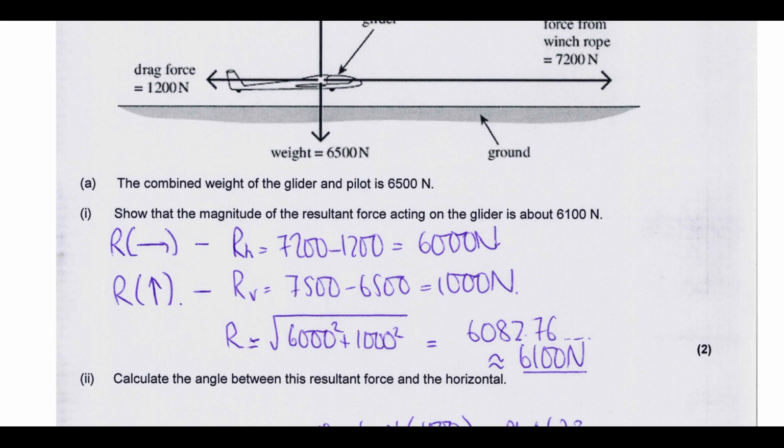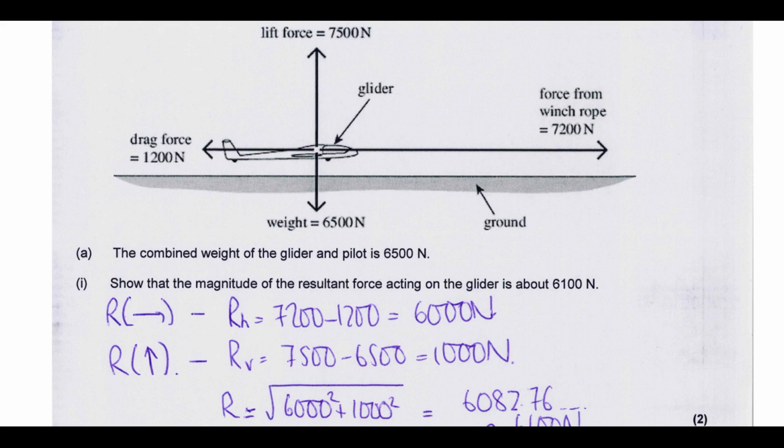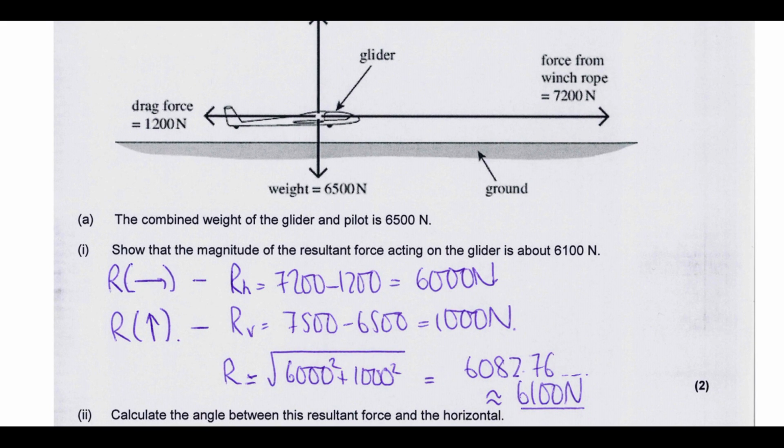So what we're going to do is we want to first show that the magnitude of the resultant force is about 6,100 newtons. So the first thing we need to do is essentially simplify this, so work out what the resultant force is horizontally and the resultant force is vertically. So that's what you can see happening here. So this is the horizontal one. So we've got this much to the right, this much to the left, giving you 6,000 overall to the right. And we've got this much upwards, this much downwards, giving you 1,000 as a result upwards.